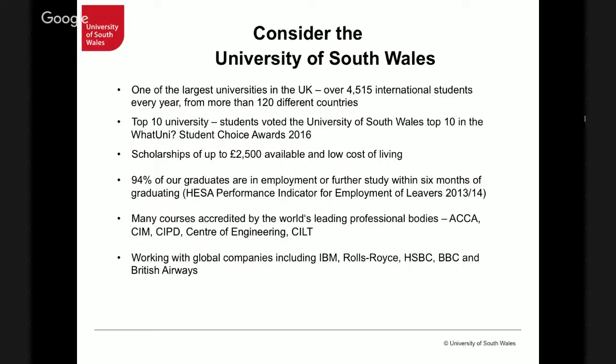Scholarships are something that you might be really interested in, and if you're an international student, you would be eligible for a scholarship of up to £2,500 each year, and I'll come on to that a little bit later. And the reason you want to come and study at university is because you want to have a good job at the end of this. And the good news for you is that 94% of our graduates are either in employment or further study within 6 months of graduating, so that's very positive.